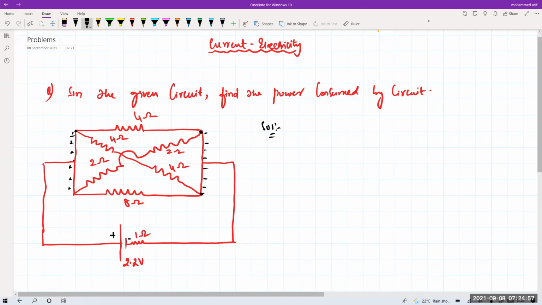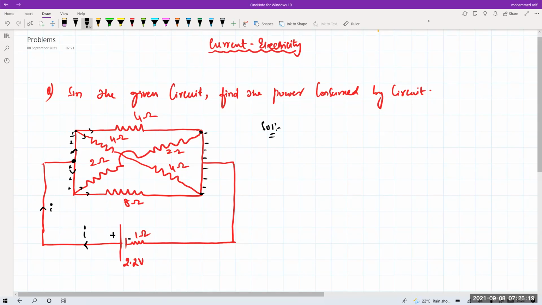That means when there is a flow of current, say for example I amperes, the moment it reaches the junction, it gets divided here, it gets divided here, it gets divided here. So everywhere there is a division of current, isn't it?